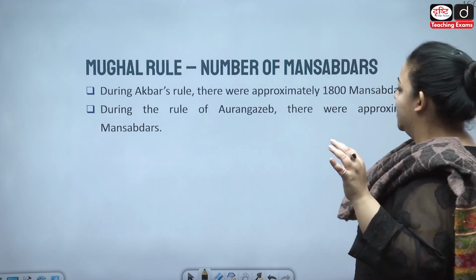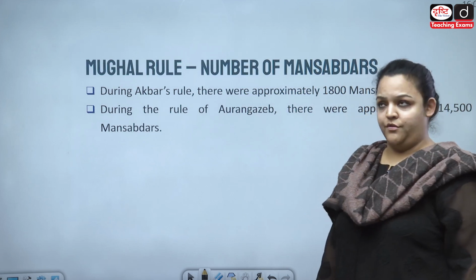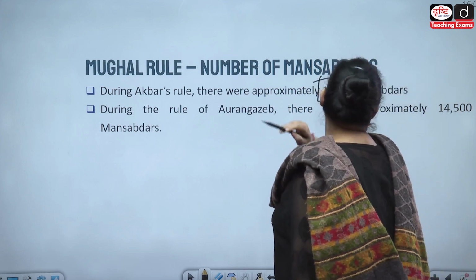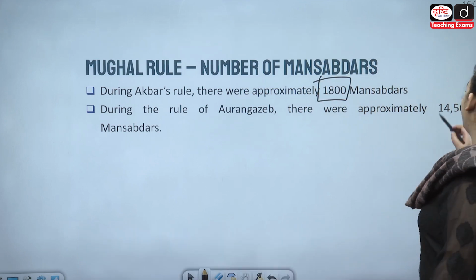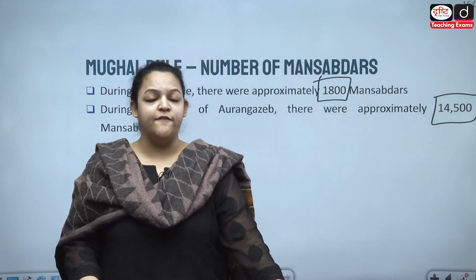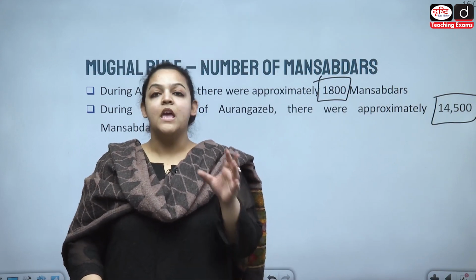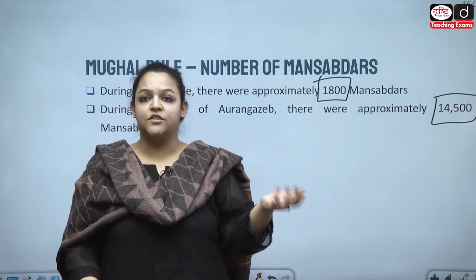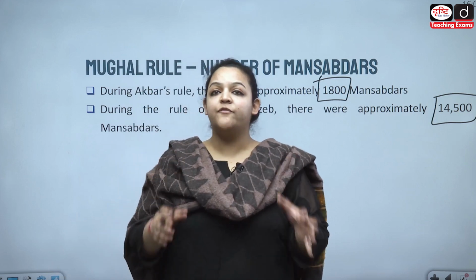Now, let's talk about the number of Mansabdars who were there during the Mughal rule. So, during Akbar's rule, there were approximately 1800 Mansabdars, alright? And during Aurangzeb's, there were approximately 14,500 Mansabdars. Now, the system would have actually worked very well during Akbar's reign because Akbar's reign was that of an expansion, right? And in Mansabdari, you need expansion because you need to give lands to these Mansabdars, right? Now, for Aurangzeb's reign, the same system would have proven disastrous.